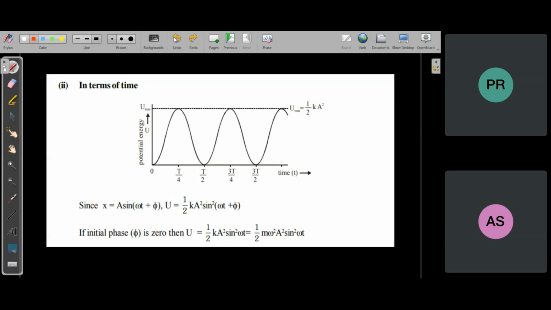That thing will be clear in the question, whether it is zero or not zero. If that is not clear and the question is asking what the potential energy is, then you have to be careful. Don't take the potential energy at the mean position always as zero, unless and until it is clear from the equation or something given in the question. So in place of x, just substitute the equation of x for SHM. You will get the equation of potential energy as a function of time.